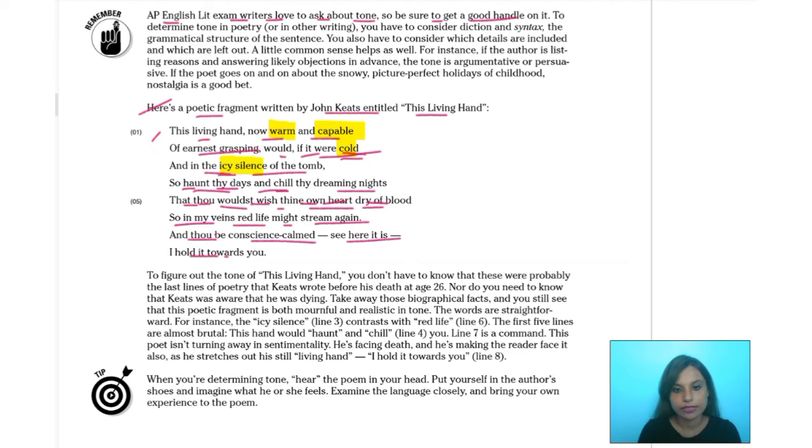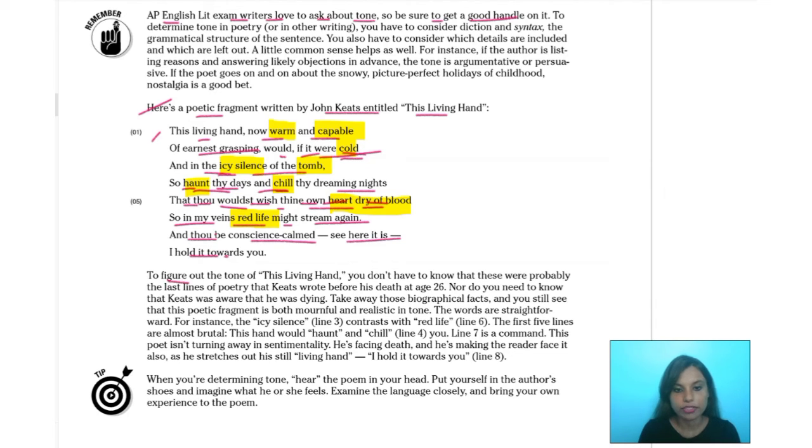I see silence, you see tomb they have given, then chill, haunt, you have heart dry of blood, so kind of approaching death. You see, red life might stream again. So once again, talking about life coming back. So rebirth, and thou be conscience calmed here. See, here it is, I hold it towards you.